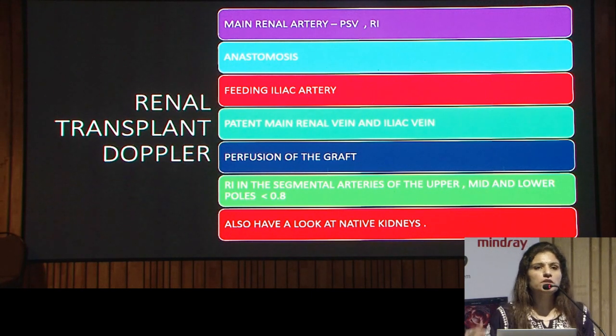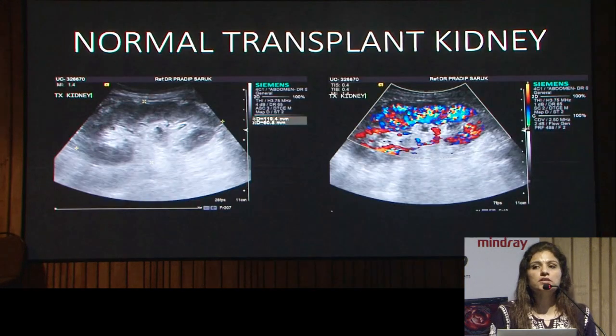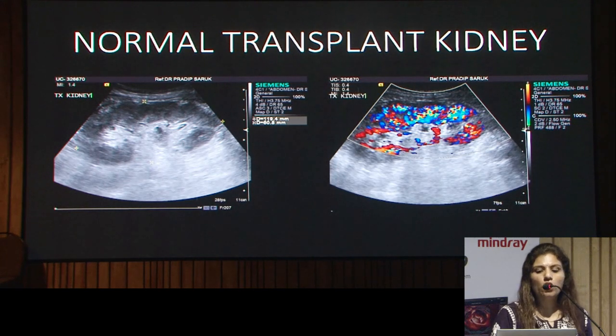And importantly, please have a look at the native kidneys, because the patient comes with UTI or pain, and what we usually see is just the transplant Doppler, but then we forget to see the native kidneys. The culprit is the native kidney, probably the one which got infected, but we haven't seen it. So even if the patient has come for a transplant kidney Doppler, have a look at the native kidneys. Because the kidney is very superficial, you are able to see it well.